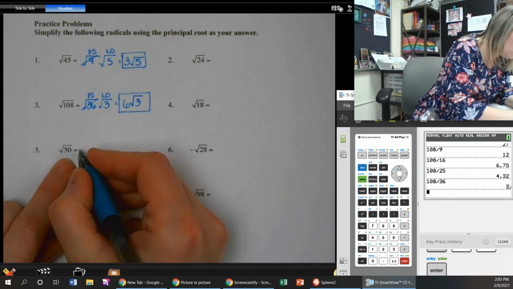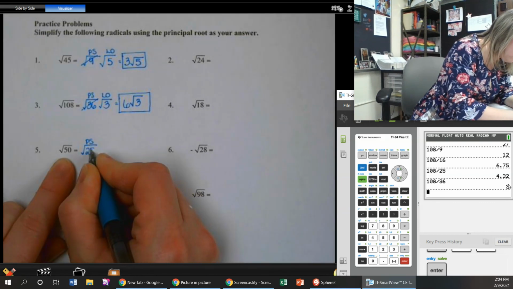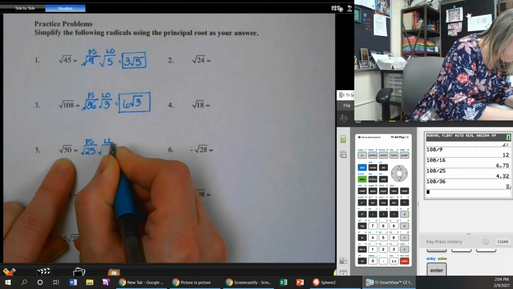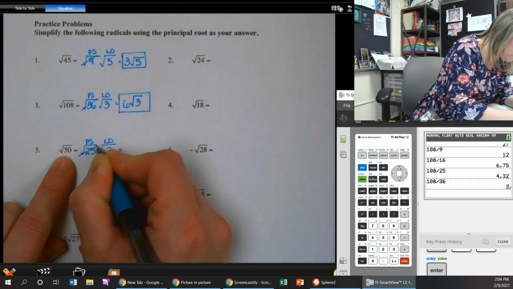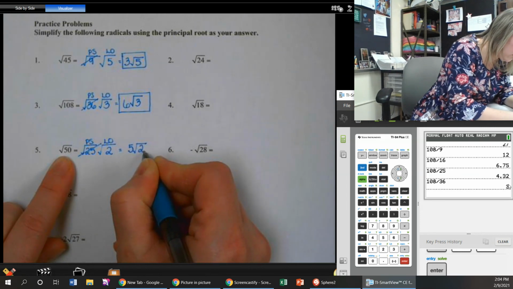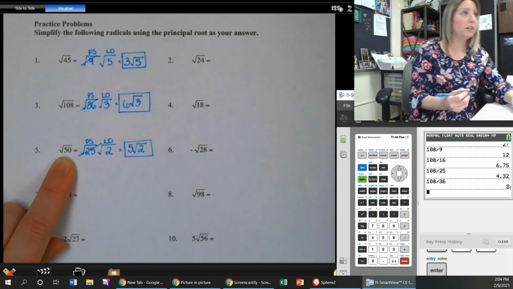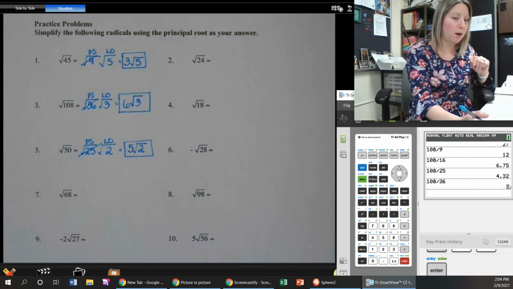So radical 50 divides into a perfect square, radical 25, and a leftover radical of 50 divided by 25, which is 2. Take the square root of 25, which is 5. Radical 2 is the leftover, and 5 radical 2 is my final answer. That's it. 5 radical 2. Good job.